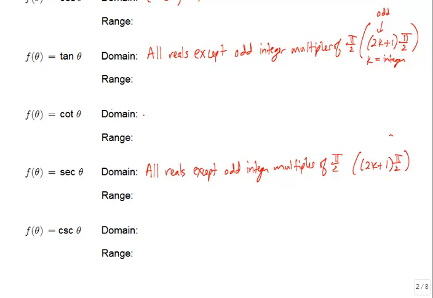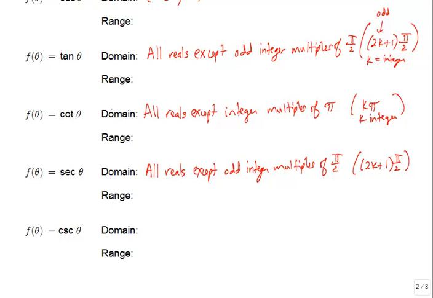So let's see how we could write that out. So in words, the domain of cotangent would be all reals except integer multiples of pi. And a fancy way of writing that would be all real numbers except for k pi, where k here is an integer. So if k is 0, then this is 0. If k is 1, then this is pi. If k is 2, then this is 2 pi. If k is negative 1, then it's negative pi, and so on. So we're generating all of those integer multiples of pi that we wanted to leave out.